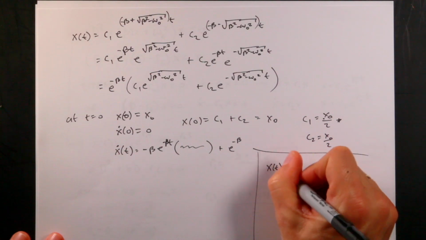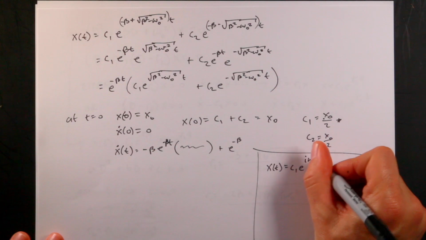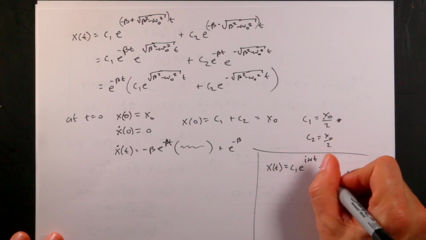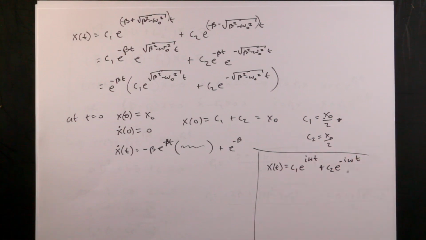X as a function of t is C1 e to the i omega t plus C2 e to the negative i omega t. And it turns out that that is a solution, and it does equate to sines and cosines. That's exactly what you'd get if beta is equal to 0. So that's a good sign, right? That says, hey, we're not in the wrong direction.